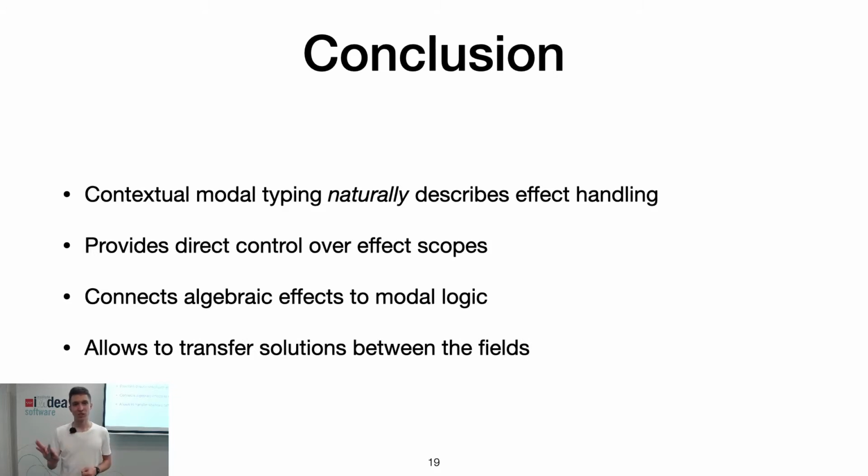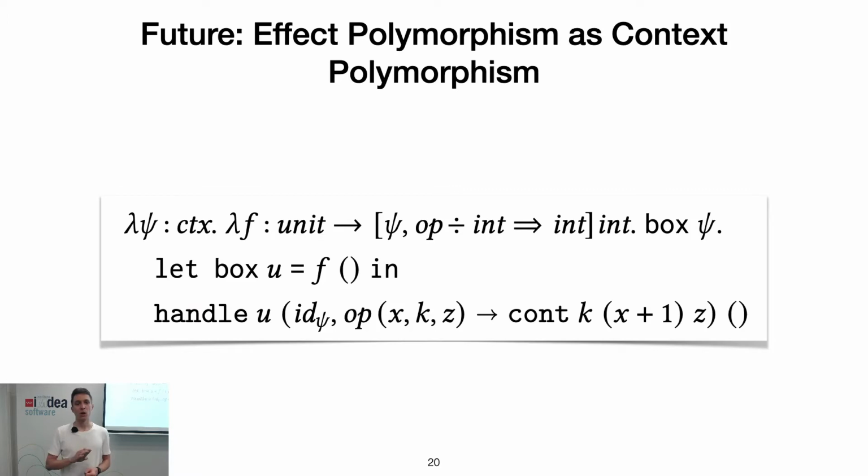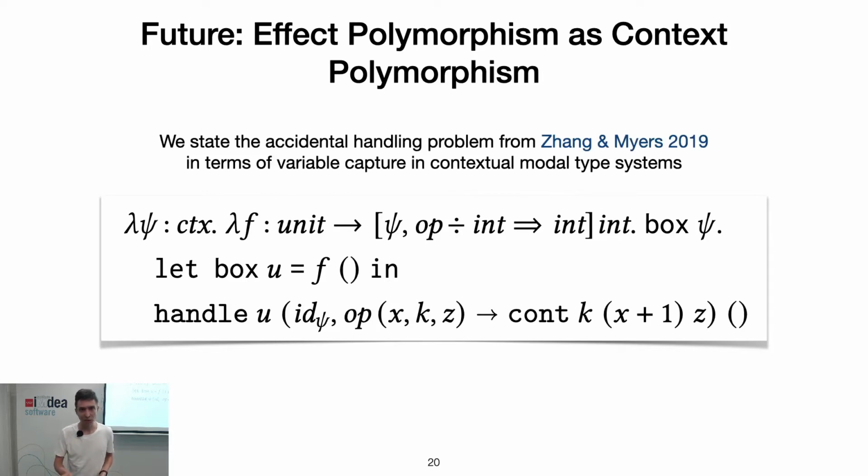And let me give you an example of it right away. So currently there is a lot of research into effect polymorphism, which is polymorphism over effect theories. And in the slide, we show you an example that we adapted from a paper from POPL 2019 that shows a problem with accidental handling of algebraic effects.